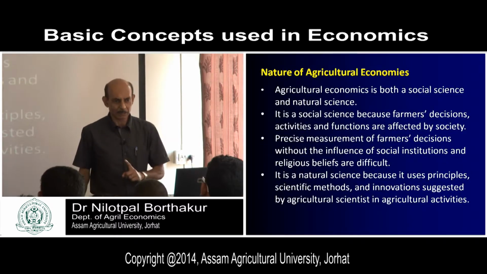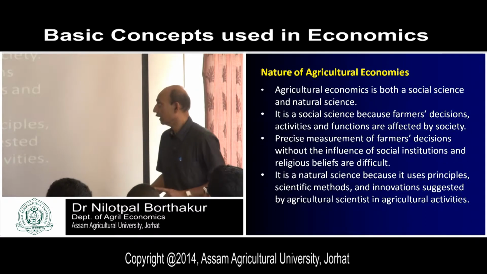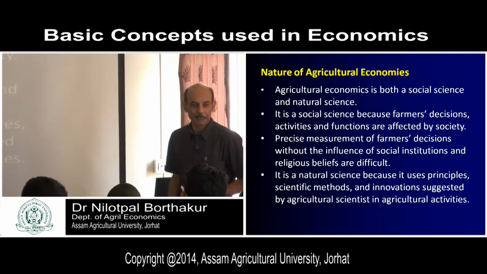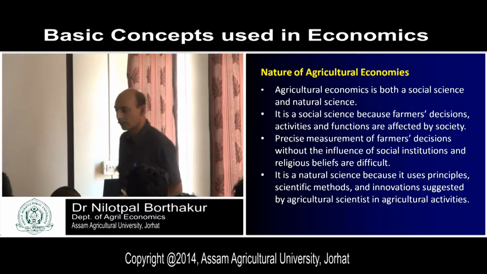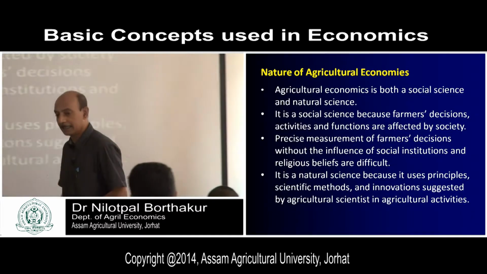Then agricultural economics has certain characteristics or nature. And these are: agricultural economics is both a social science and a natural science.